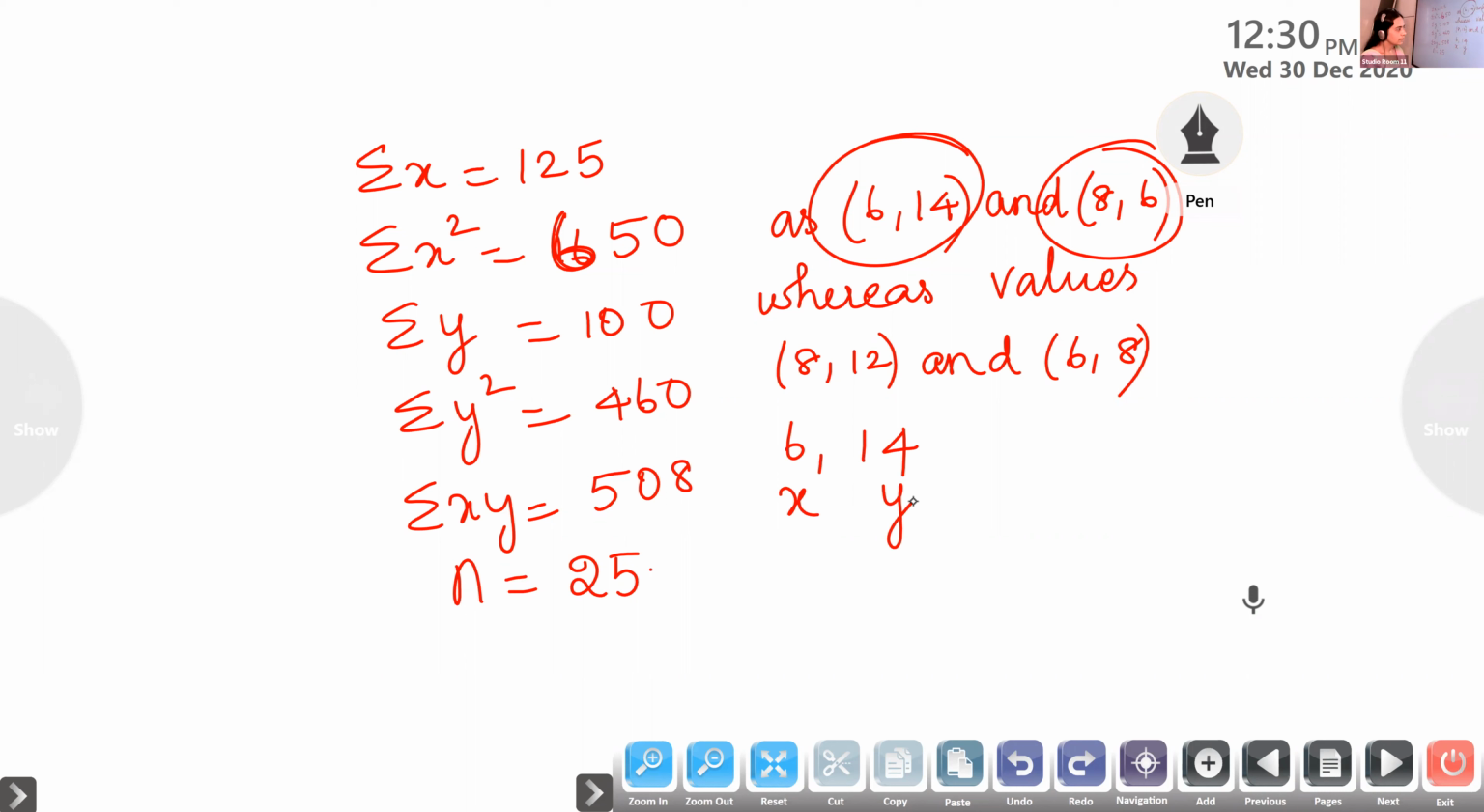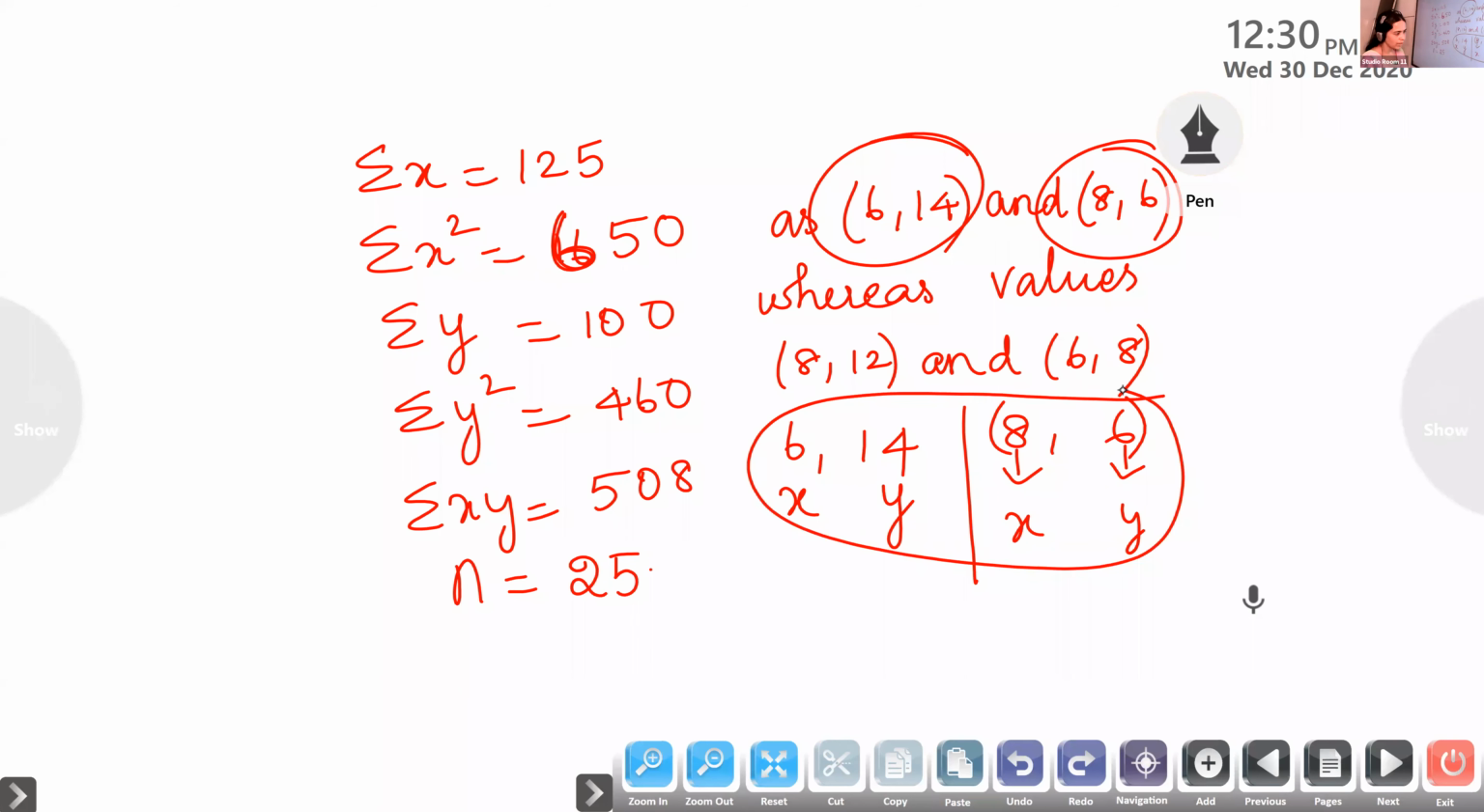Same way, if you take the next ordered pair 8,6, 8 is for x and 6 is for y. So this is to be removed. This one we have to remove and we have to add the correct one. The correct one is 8, 12 and 6, 8. Okay, so we are going to correct each data.